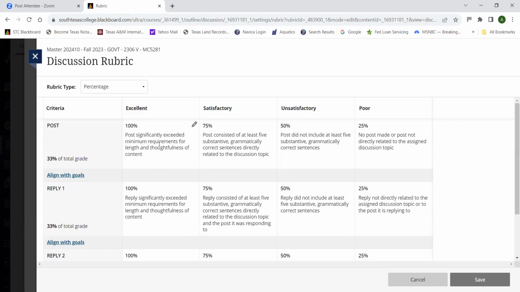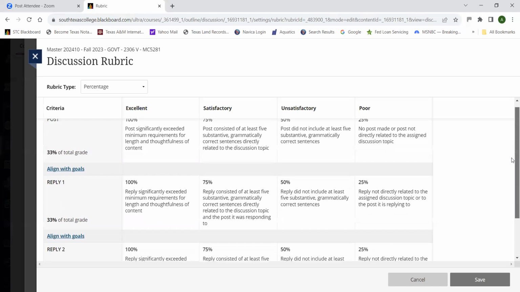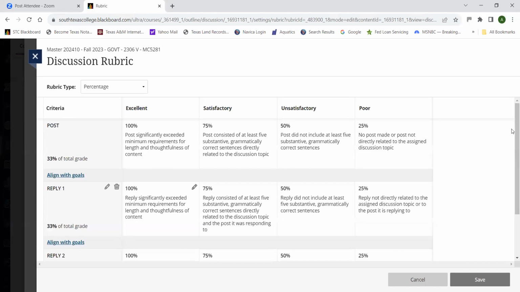If the post significantly exceeds minimum requirements, and this is talking about length and the thoughtfulness of the content, right? Did you not just meet the five sentences, but did you go beyond it? Did you really explain your answer fully and in detail? And the same thing with the responses. Were your responses really good? Did you provide those details, those examples? Did you expand on the conversation? If you do that, then I can guarantee you'll get a good grade, right?